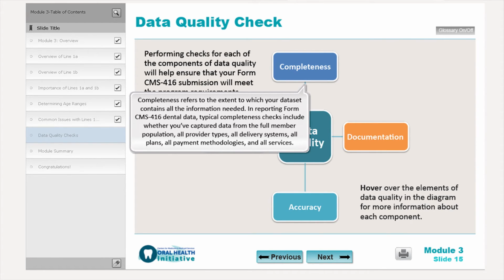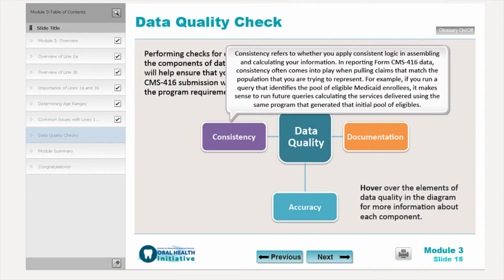Completeness refers to the extent to which your dataset contains all the information needed. In reporting Form CMS-416 dental data, typical completeness checks include whether you've captured data from the full member population, all provider types, all delivery systems, all plans, all payment methodologies, and all services.